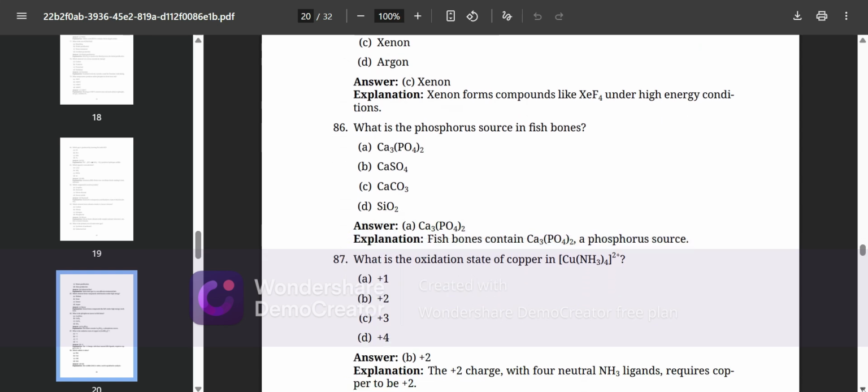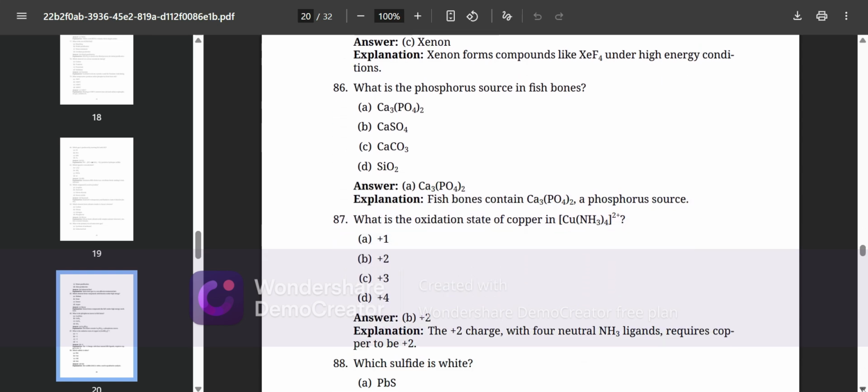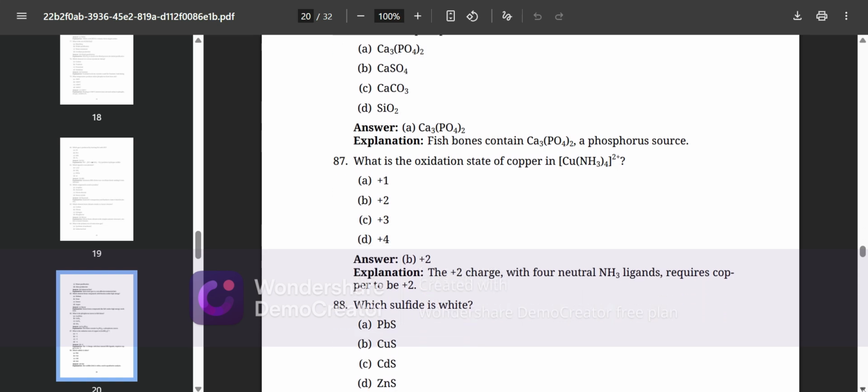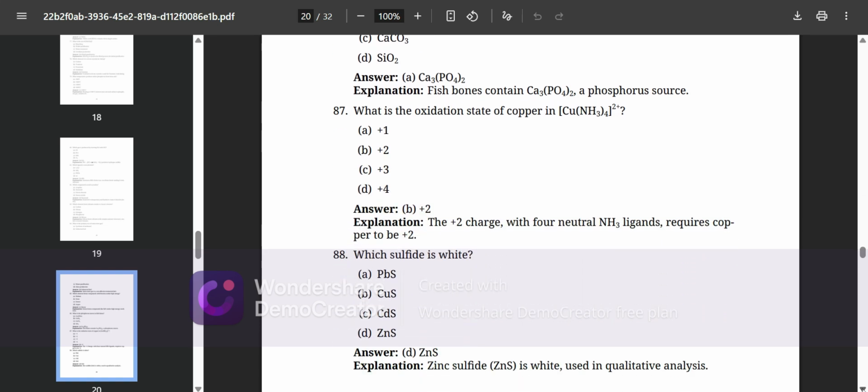What is the phosphorus source of fish bones? Ca3(PO4)2. Fish bones contain Ca3(PO4)2 as a phosphorus source.